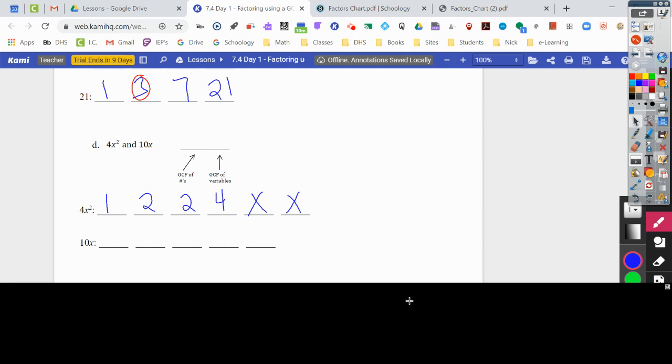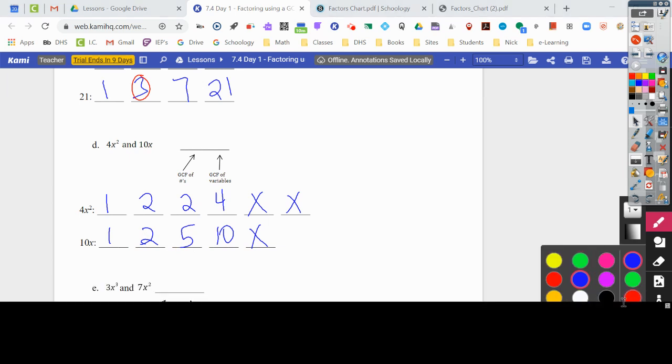And my factors of 10x are going to be, well, I have that 1x, so I got to put the 1x here. Again, I want to put those x's at the end to kind of keep them organized. So now for factors of 10, it's going to be 1 times 10 and 2 times 5.